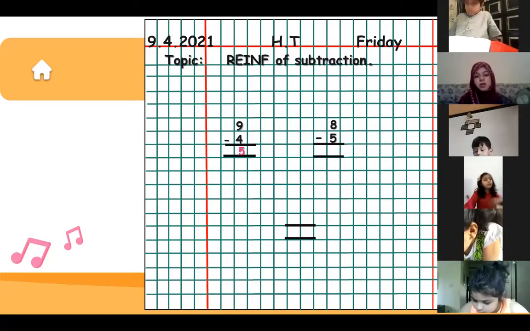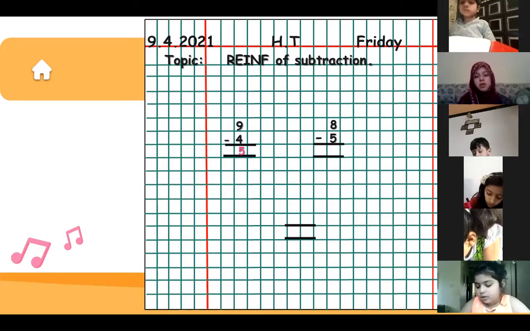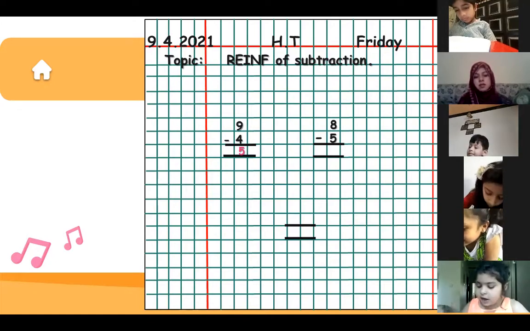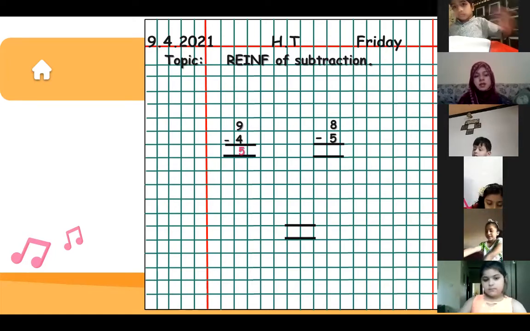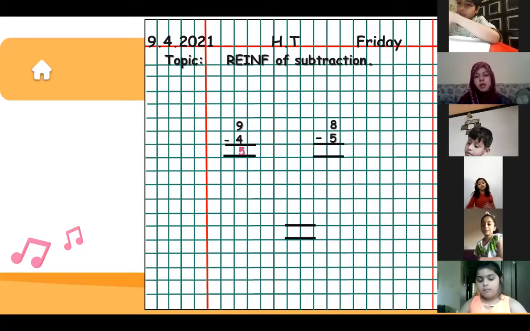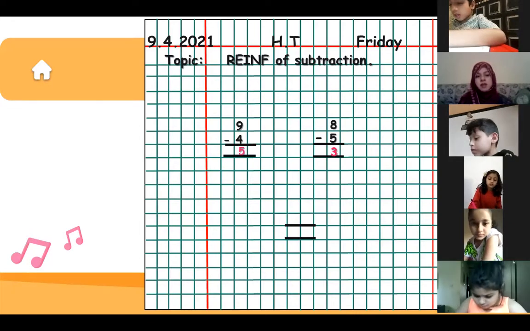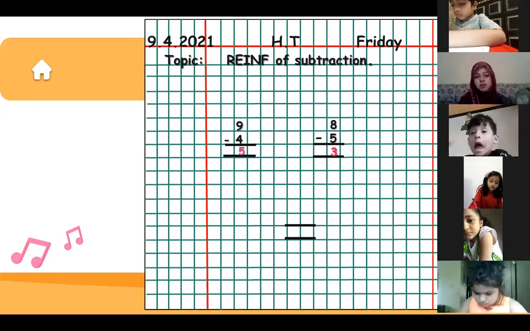1, 2, 3, 4, 5. How many lines are you going to cross? 5 lines. Very good. So cross out 5 lines. And his answer is 3. Excellent. Count the rest of the lines. How many lines are left? 3. Write 3 in between the lines. 8 minus 5 is equal to 3.